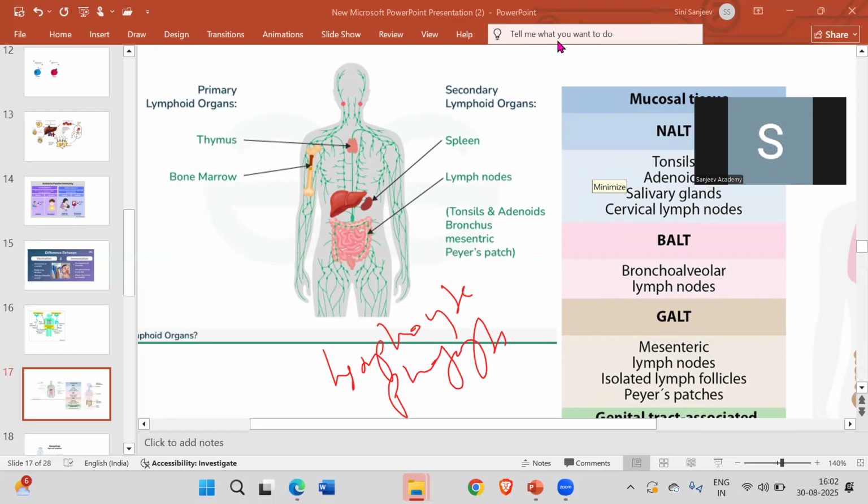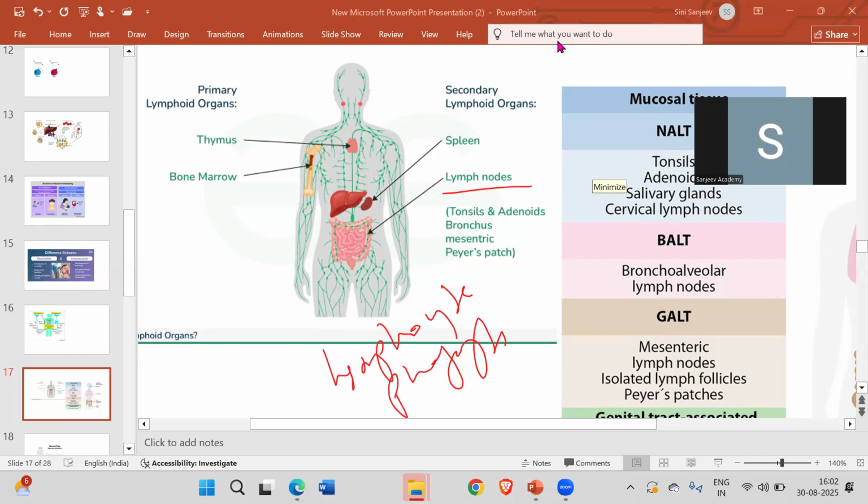Usually the spleen filters your blood. Only if your spleen is affected will you have bloodborne diseases. Otherwise, you will be free from bloodborne microorganisms. Then the second one is the lymph nodes.